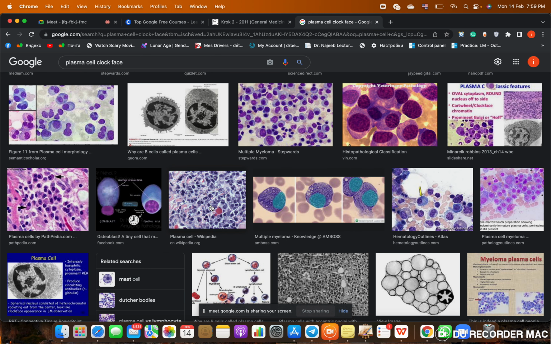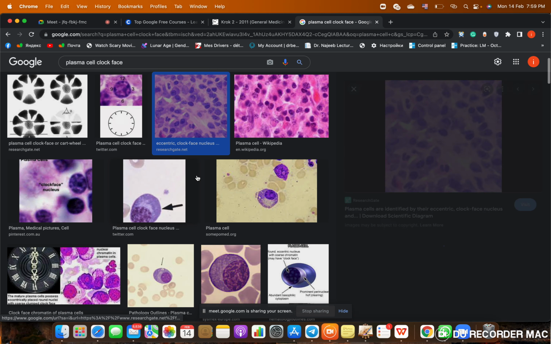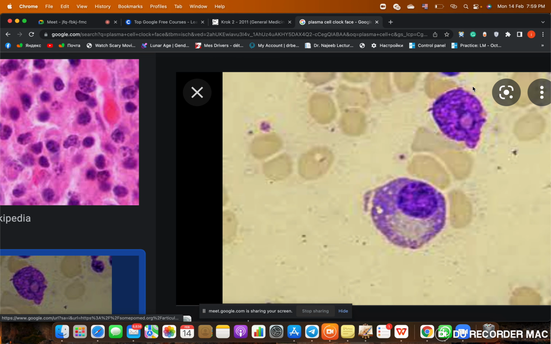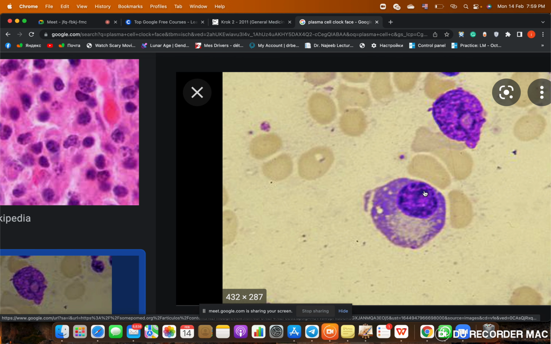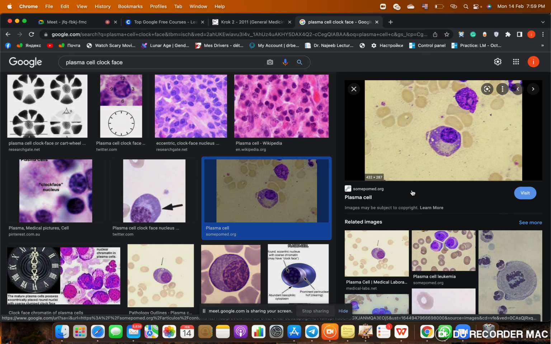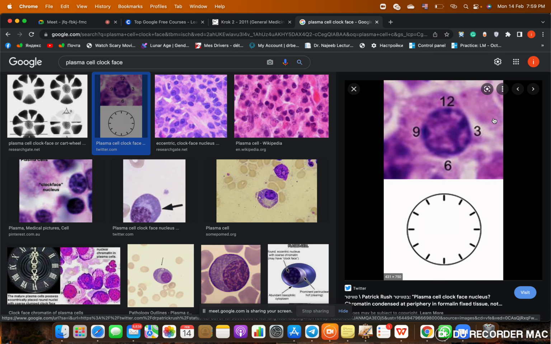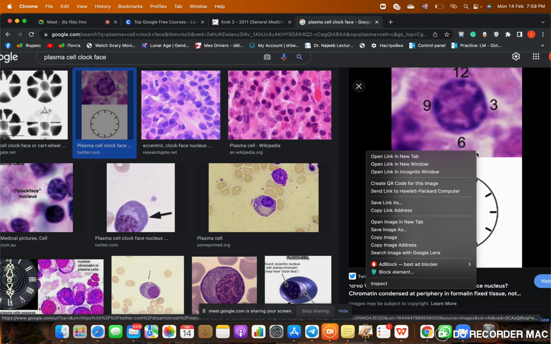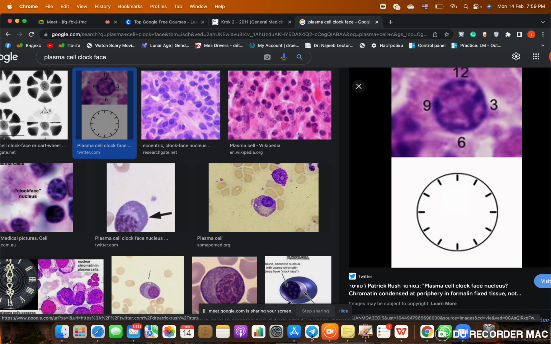So just a second. Yep, so you can see here the chromatin is clumping. Can you see the clumping of the chromatin? They consider it to be looking like a clock.